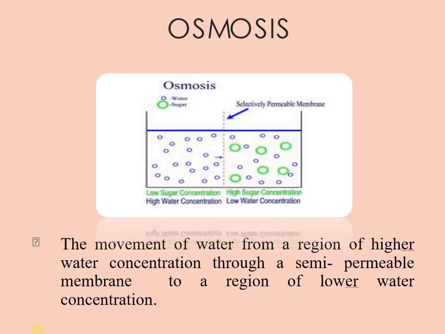Now in this slide you can see how the movement of water is happening from a region of higher water concentration to the region of lower water concentration, and that is through a semi-permeable membrane. This side the sugar concentration is low, so water concentration is high. And this side the sugar concentration is more, the water concentration is less. So water molecules will move from this side to this side. So this is an example of osmosis.